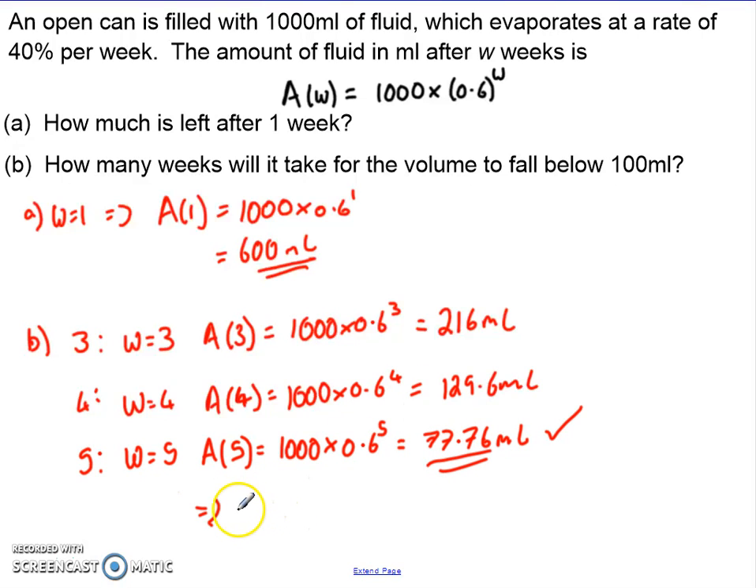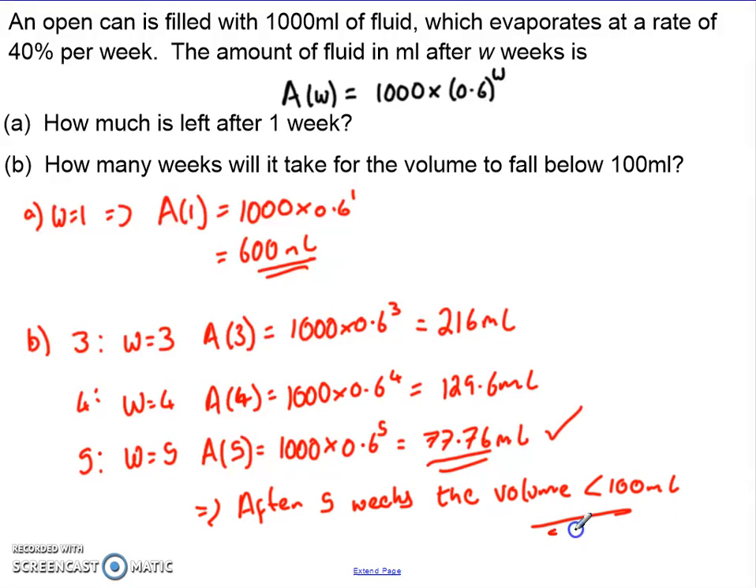We then have to put it back in this scenario and say, therefore, after 5 weeks, the volume is less than 100 millilitres. We have to explain exactly what it means. Make sure you put it back in the scenario of the question. Don't just leave it as a number sitting on a page. We have to show it. Remember, with this sort of thing, it's also key to prove it. As I mentioned, don't just say, oh, it's nearly there this week, it'll be there next week. Might not happen.